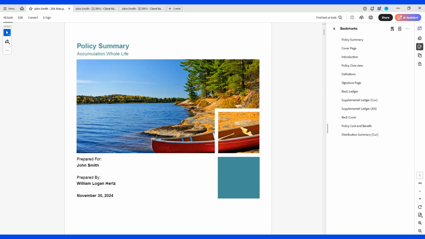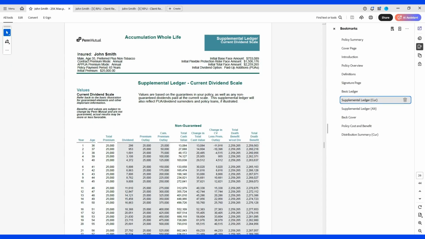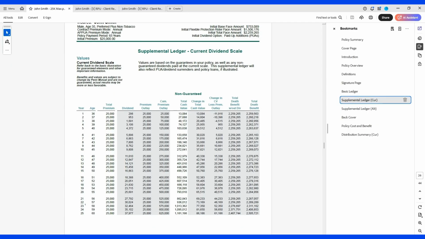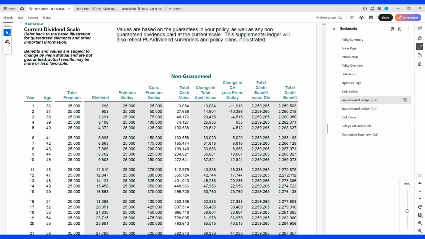So we're going to start with this policy here. This is a policy on John Smith, and I'm going to skip straight to the supplemental ledger. Now, for the purpose of this video, I'm skipping over a whole lot. So if you don't know anything about whole life insurance or infinite banking, you're probably going to be pretty lost for this exercise. But this is a policy where we're paying a $25,000 premium into the policy. We start off with a $2.2 million death benefit, and our cash value in year one is $13,000.